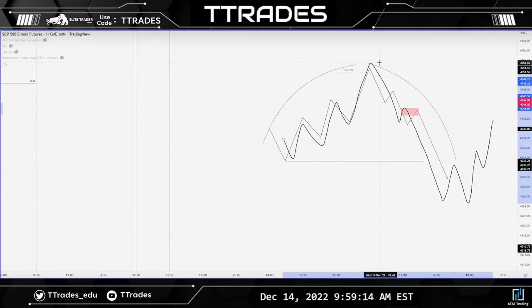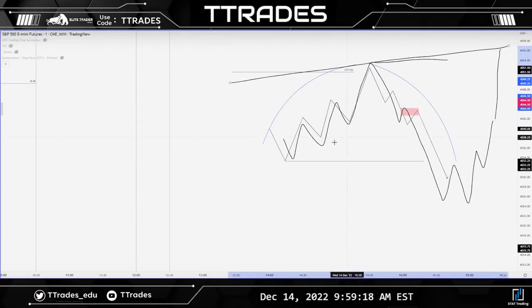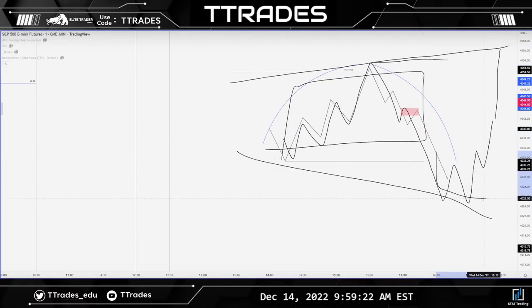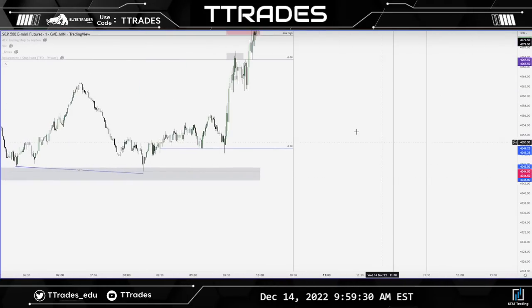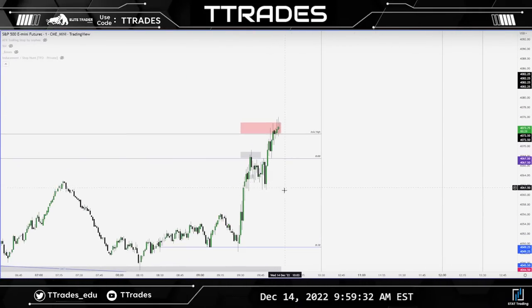And where would you target on this one? Right there. And what else also is that? Broadening formation, power of three. It all just kind of goes together, right? So hopefully that kind of helps. If you look up my live with Sniper, he does a great job explaining it.